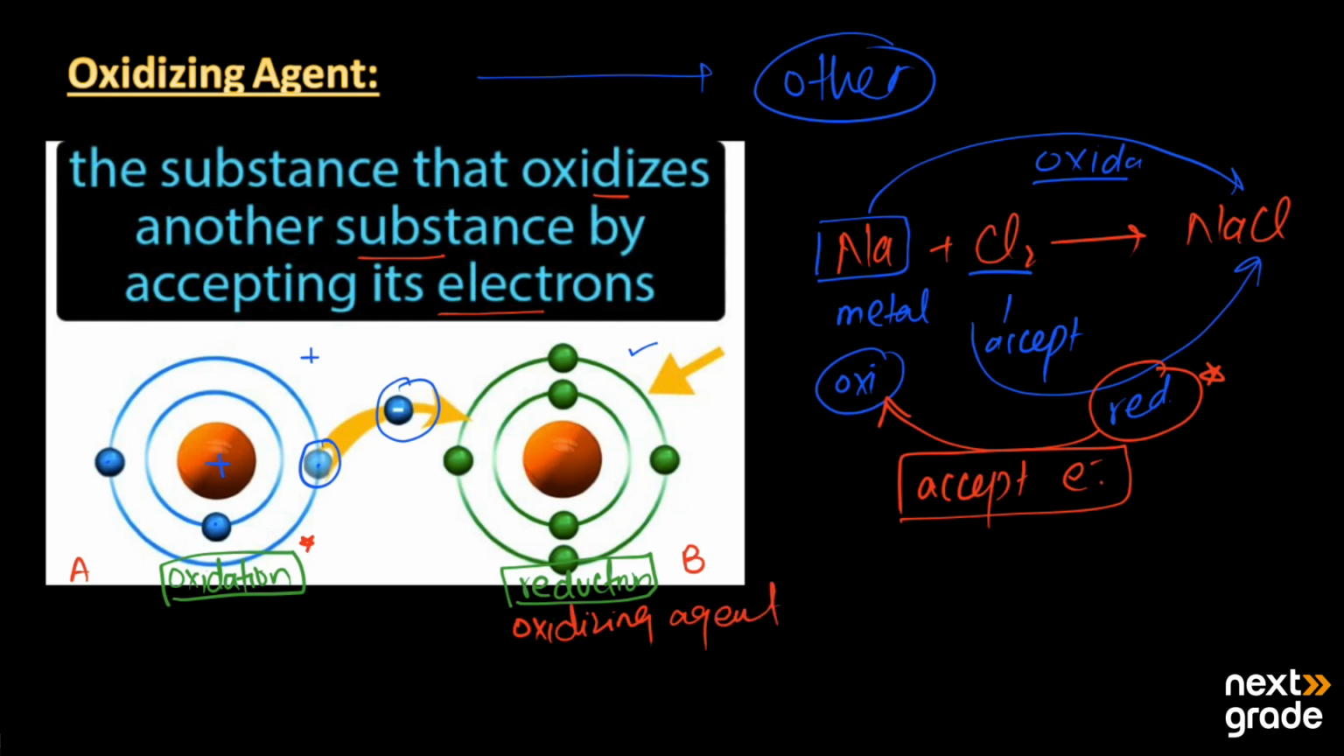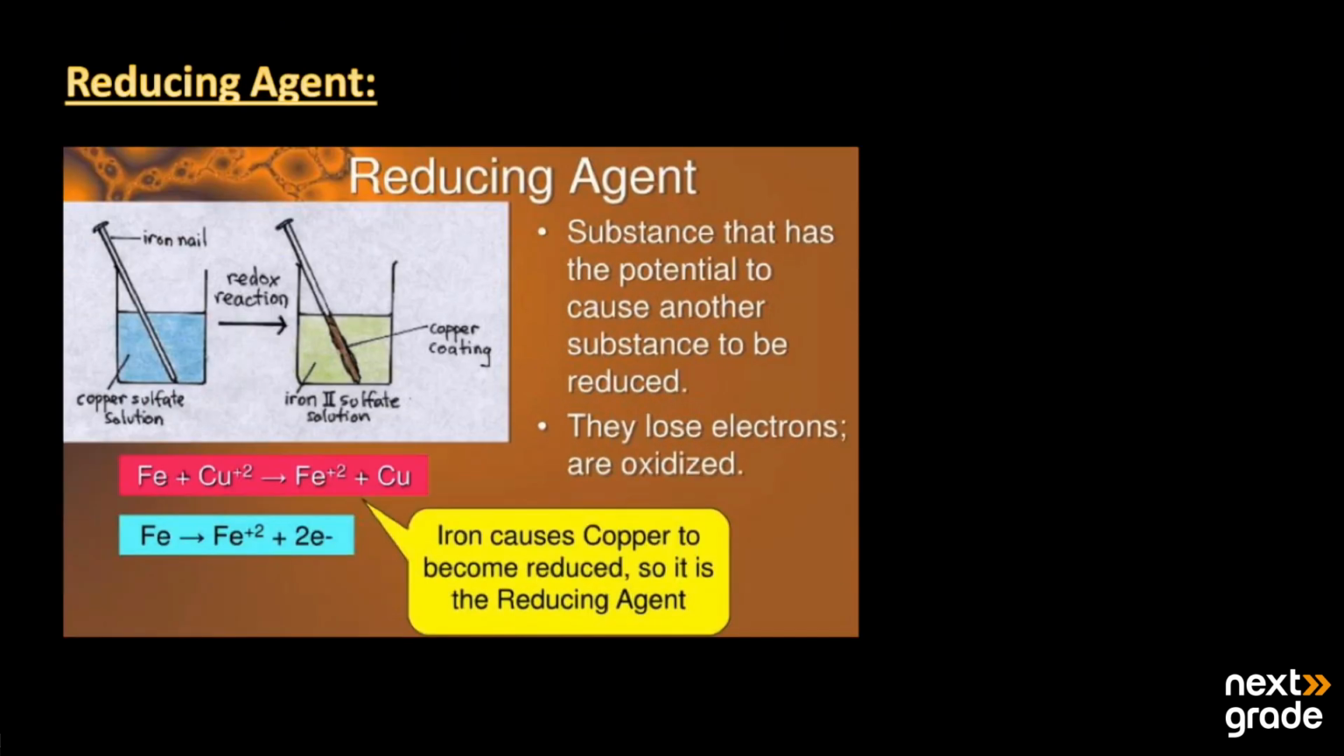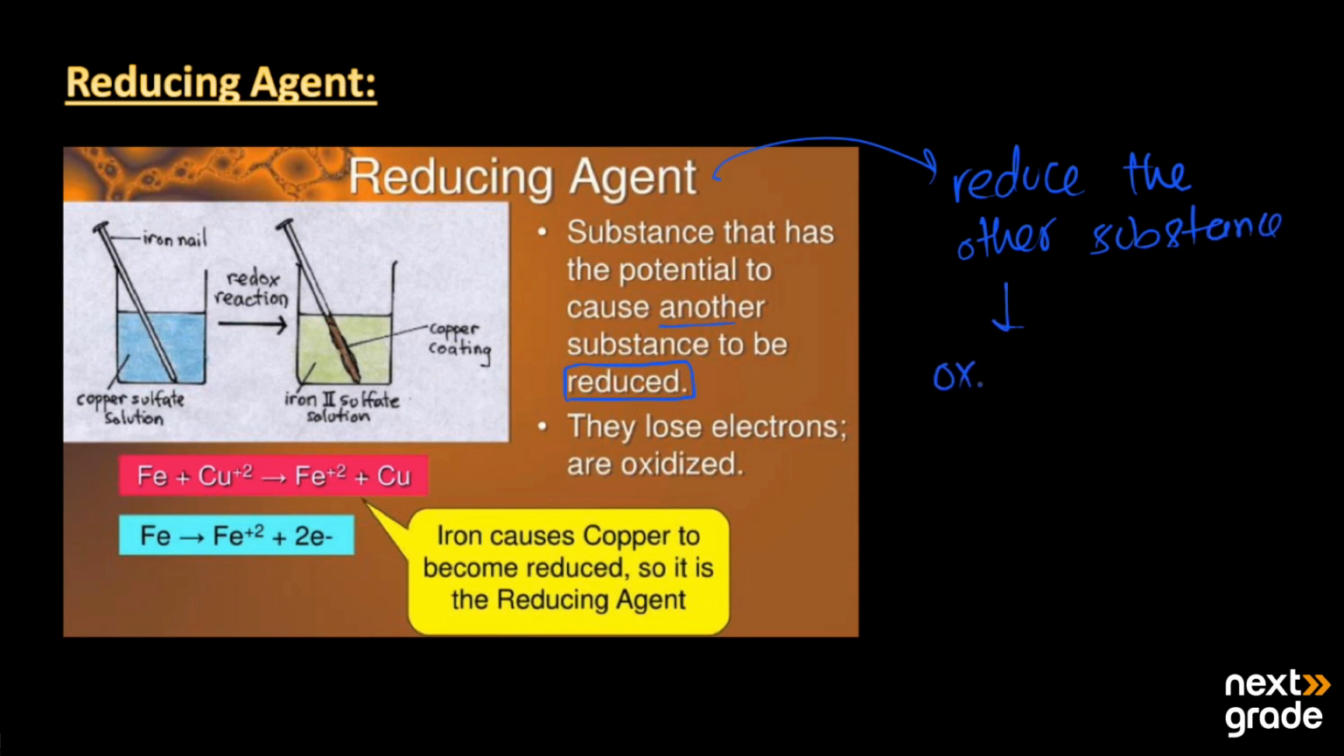On the other hand, when we look at reducing agents, they are basically the substances that have the potential to cause other substances to be reduced. In a simple way, they are the substances that reduce other substances, and they oxidize themselves. These substances are basically known as reducing agents.